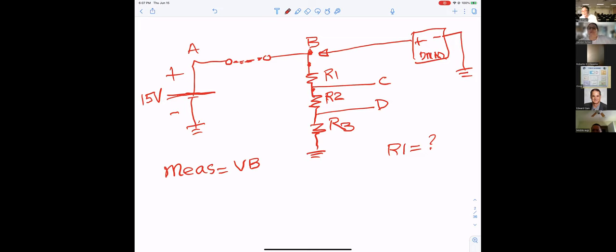Yeah, it goes to the ground. Right. DMM low connects to ground, correct? Okay? Yes. Now, if you measure now, you get nothing. If you measure at this time, you get nothing.